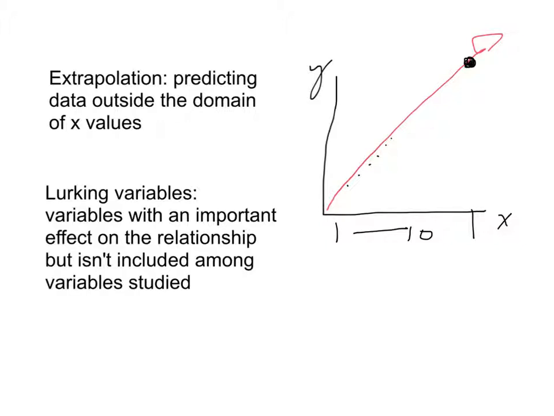Lurking variables are when variables with an important effect on the relationship aren't included in the variables studied. So give you one interesting example. There is a region that was looking at the number of storks in an area and predicting the number of babies being born based on the number of storks. And we know, yes, storks don't actually bring babies, so the lurking variable was that the storks like nesting in chimneys, and so the more chimneys or the more houses that were around the area, the more children, because there's going to be a larger population.